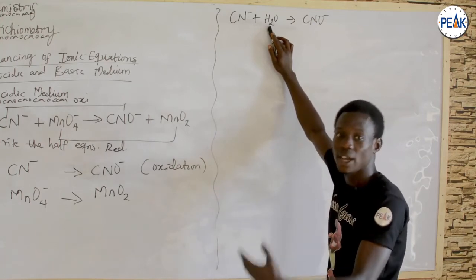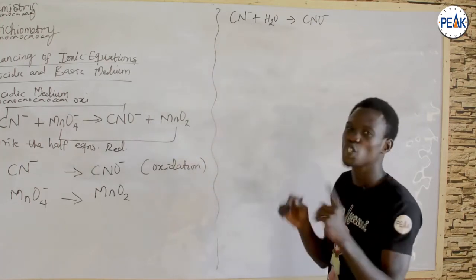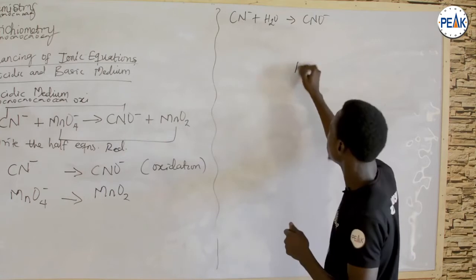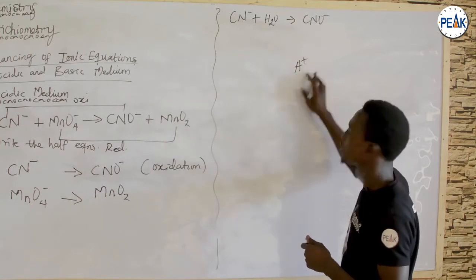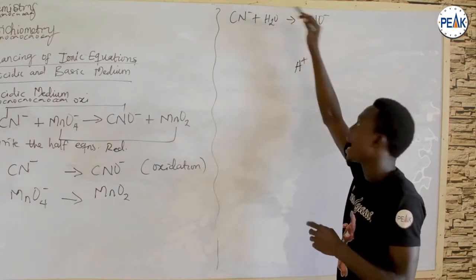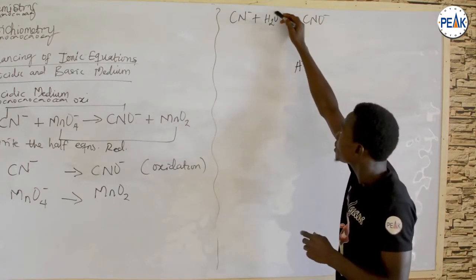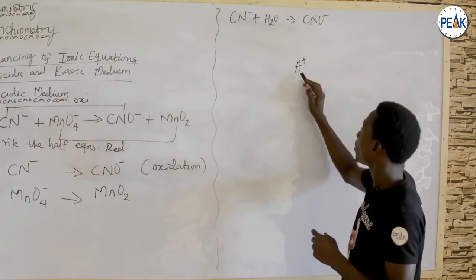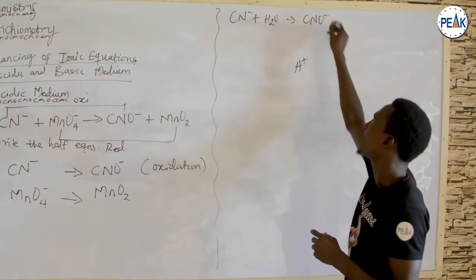Now, how do I balance hydrogen? I'm going to balance hydrogen with hydrogen ion, H+. Don't forget, I balance oxygen with water, and in balancing the hydrogen that comes with the water, I'm going to balance it with hydrogen ion on the other side of the equation.